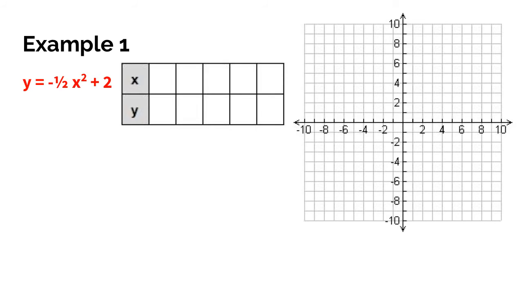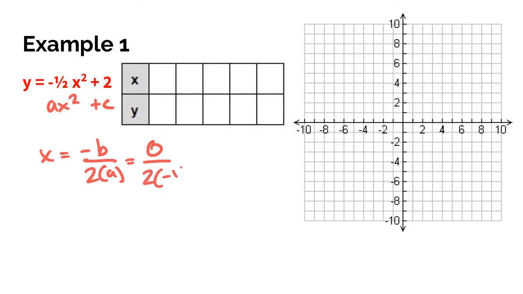I have -1/2 x squared plus 2. So notice here we have, again, the ax squared term, which is my quadratic term, and then the plus c. So using my axis of symmetry formula is how we're always going to start here. My b value would be 0 again, and then it's 2 times -1/2. I'm going to get 0 divided by -1, which is 0. So again, my graph is going to be centered around 0, just like we've done in the previous few examples.